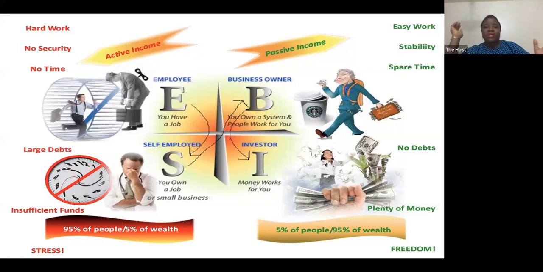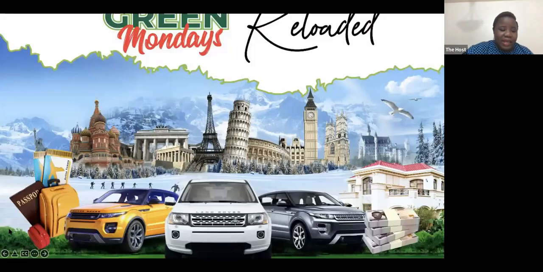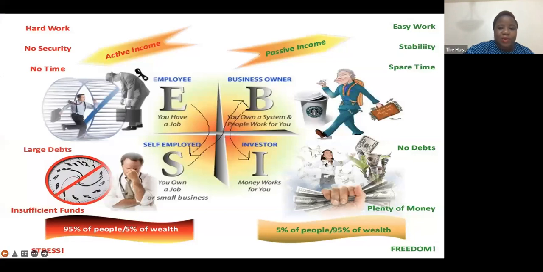So that's the left side of the quadrant where you have active income. Passive income is to the right, where you have the business owner and the investor. Now, on the left side that we just finished talking about, 95% of people there are struggling for 5% of the wealth. There's hard work there, there's stress there, there are so many things there that are not exciting. There are a lot of people on this side. So the desirable side to be on is the right side.